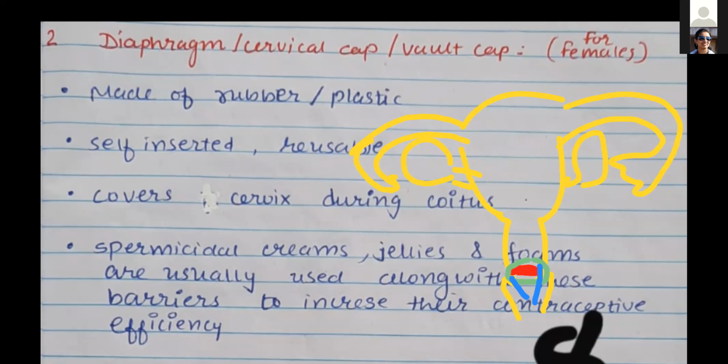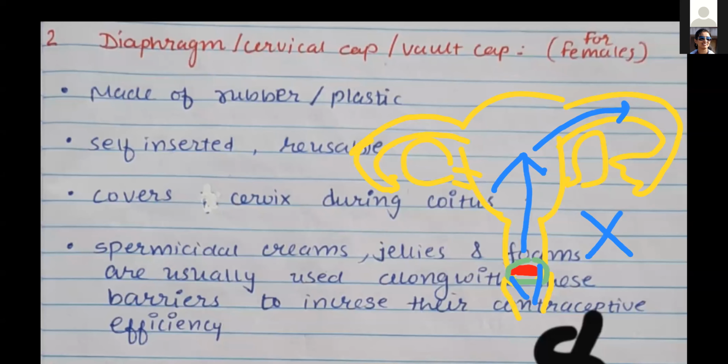Next thing, totally here there are no chances for sperm to enter into the female reproductive tract, the uterus, and then the fallopian tube where fertilization takes place. So no fertilization.